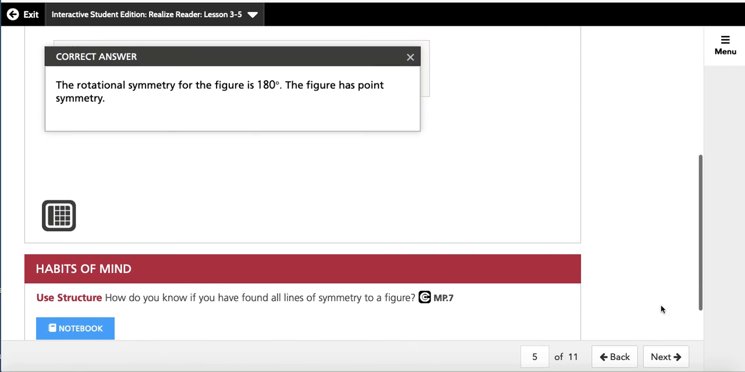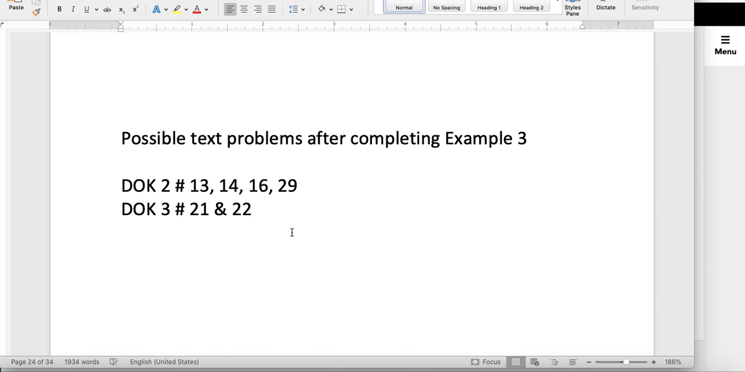And believe it or not, that's it for example 3. Here's the problems you can do: 13, 14, 16, and 29, 21, and 22.